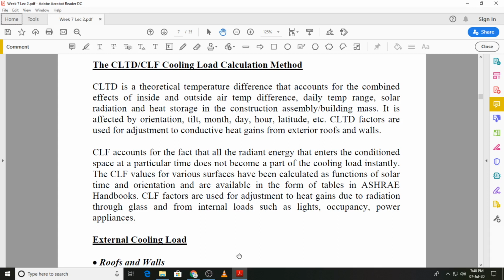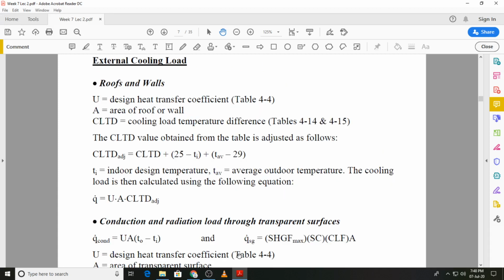Now we move on to the actual equations that are used to calculate the cooling loads, and we will look at those equations one by one, starting with the roofs and walls.